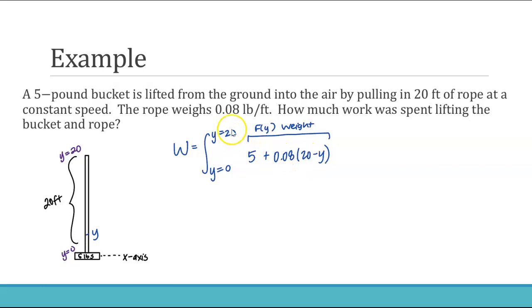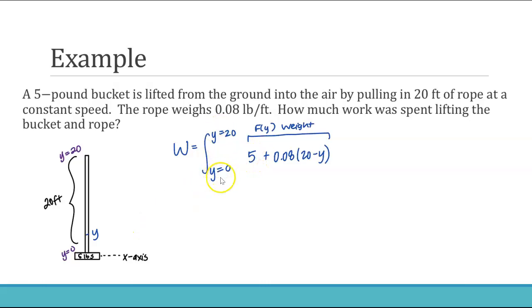And then let's talk about what happens at the end. At y equals 20, 20 minus 20 is 0. That's because I pulled in the entire rope, so there's no more rope to pull in, just the weight that's hanging there, that 5 pounds.